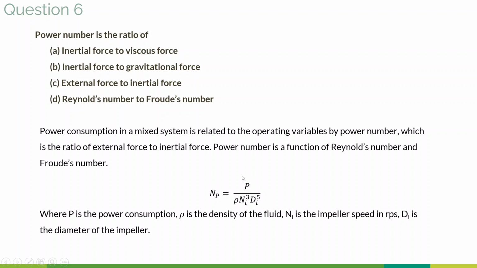So as you can see here, it relates the power consumption with the operating variables in the mixing system, and the NP is the dimensionless number, and NP is a function of Reynolds number and Froude's number, where Reynolds number is the inertial force to viscous force. So the ratio of inertial force to viscous force is actually Reynolds number. The inertial force to gravitational force ratio is Froude's number, and external force to inertial force is the power number. So we will be discussing more on the power number, and the problems related to power numbers are actually very important and have been very recurring questions in the assignments. So for this question, the answer is option C.